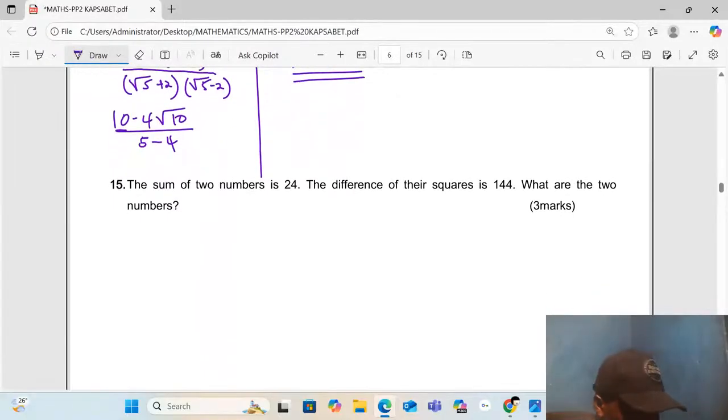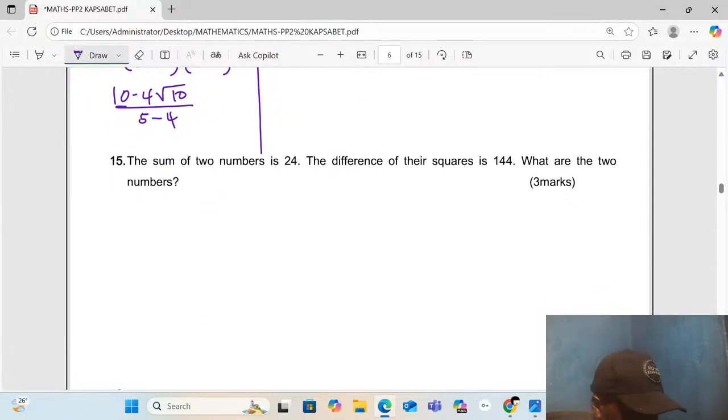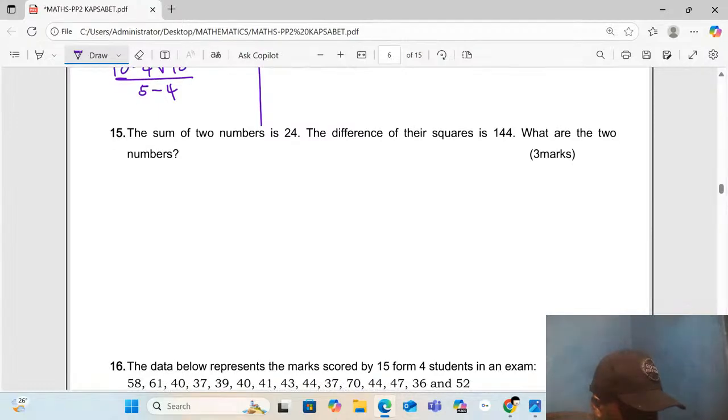Then we move to question number 15. The sum of two numbers is 24. The difference of their squares is 144. What are the two numbers?